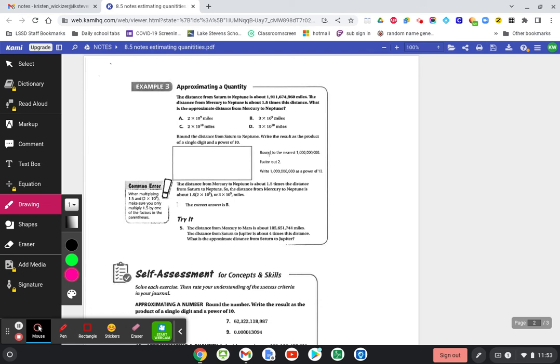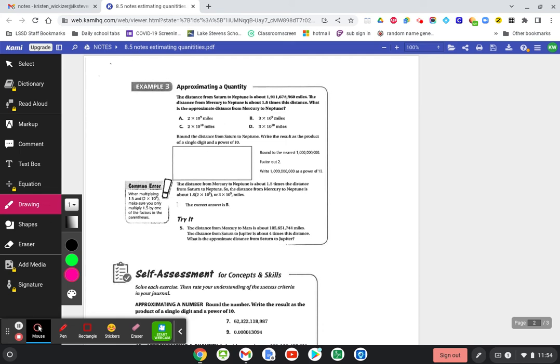All right, next up we have approximating a quantity. It says the distance from Saturn to Neptune is about this many miles. The distance from Mercury to Neptune is about 1.5 times this distance. What is the approximate distance from Mercury to Neptune? So here's what we're going to do.